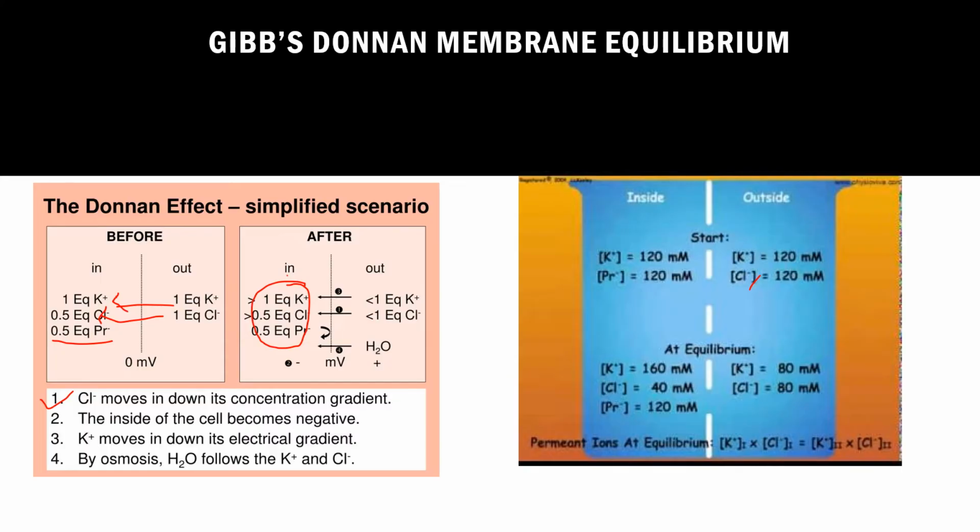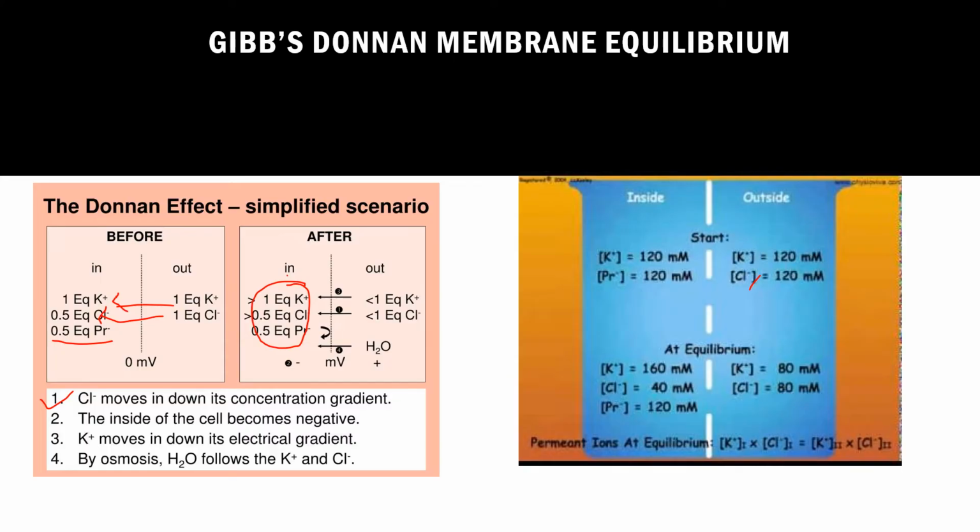So when more negatively charged ion is present at this compartment, obviously it will drag. Okay, so the inside of the cell will become more negative. So it will drag the potassium, and potassium will move down its electrical gradient. Okay, and as osmotically active particles will be more, it will draw the water, and there will be more water over here.